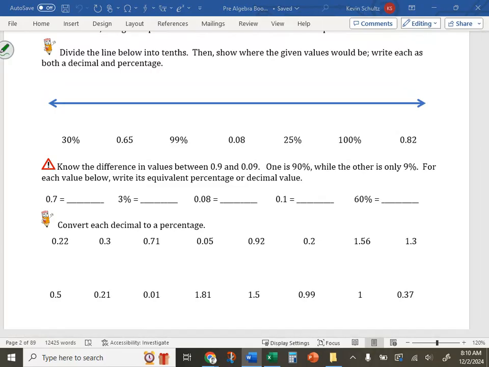We've got a number line here, and this is going to represent the scale of percentages. At the far left, we have 0%, and on the far right, we have 100%. Okay? So put those values in first, 0% and 100%. And then it says we're going to divide this line below into tenths.